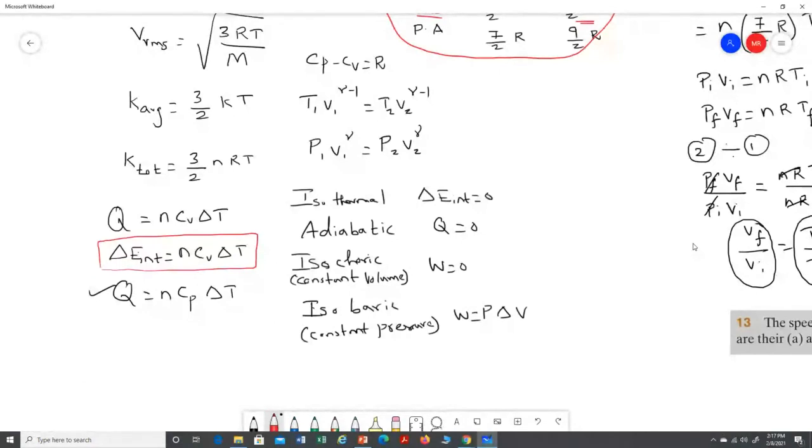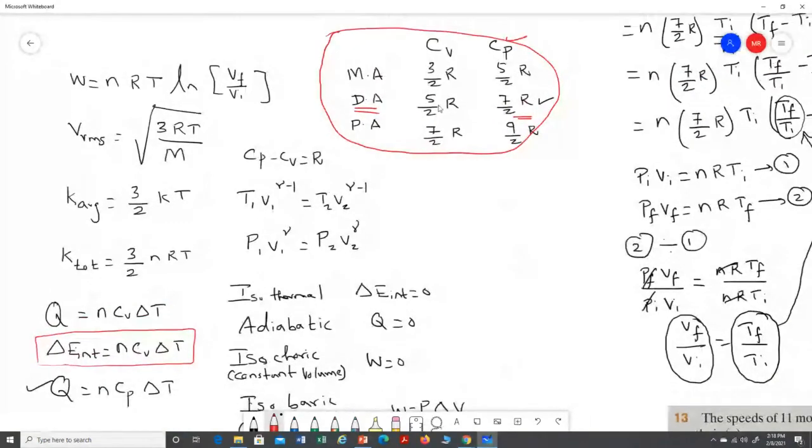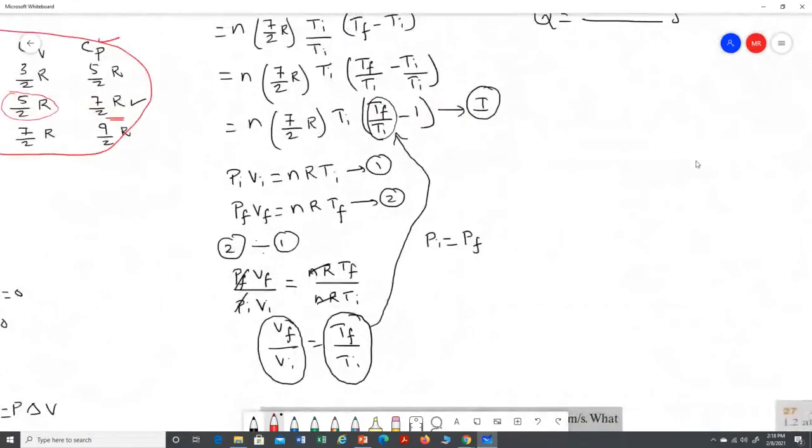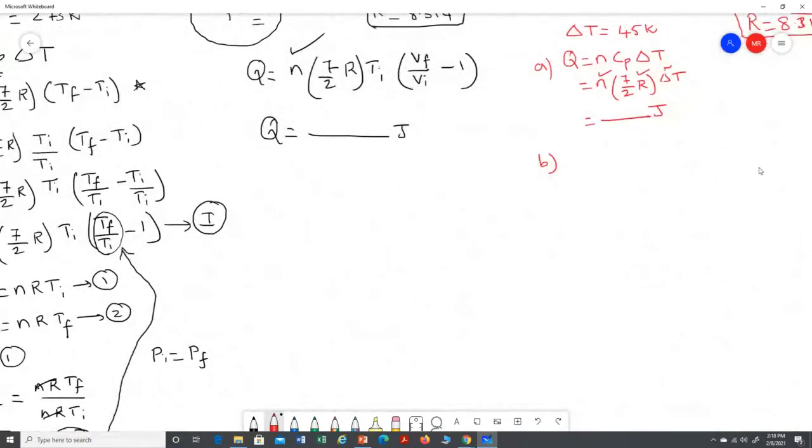So what formula? We have n Cv delta T. Am I right? Yes. So what is the Cv for a diatomic molecule? The value of Cv for a diatomic molecule is 5 over 2 R. When you are finding the internal energy, there is no formula for internal energy with the Cp. So internal energy always has Cv. Understand? So my change in internal energy is equal to n Cv delta T, where Cv is exactly 5 over 2 times R, multiplied by delta T.